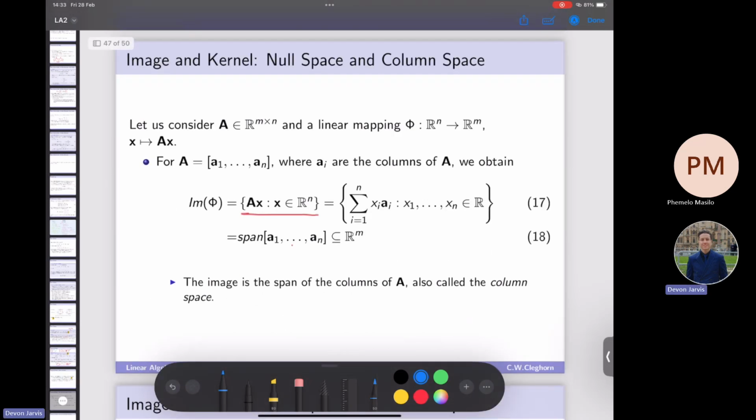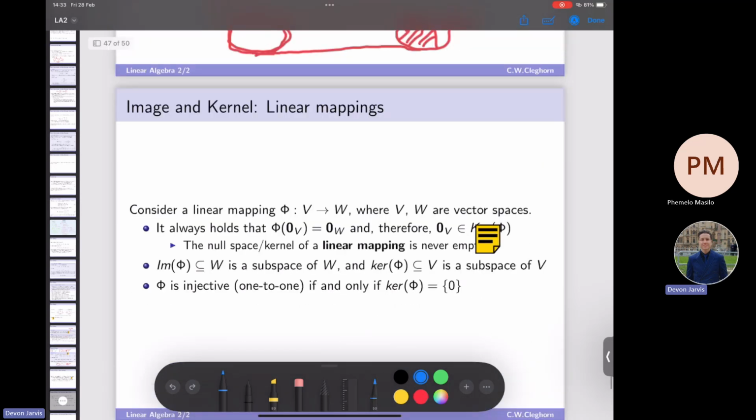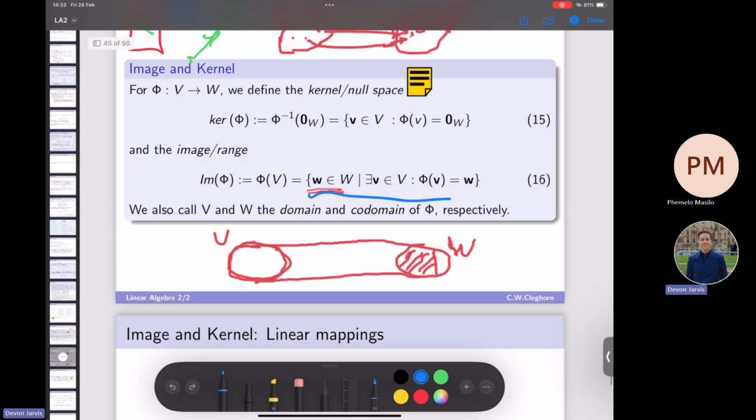All right, and so let's consider an m by m matrix A and a linear mapping phi. This phi is defined as: I take an element x and map it onto A times x. That's the definition of this function. For A, where the a_i are the columns of A, you can obtain that the image of this mapping is just the set of vectors Ax such that x comes from my original space. It's just the definition of the mapping.